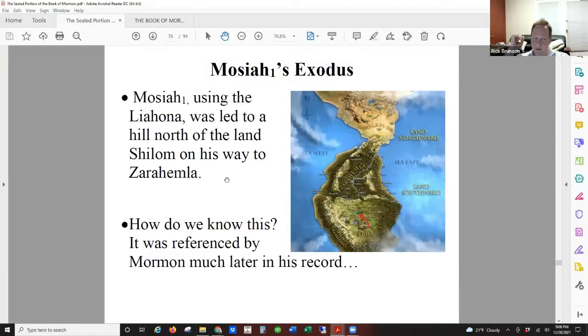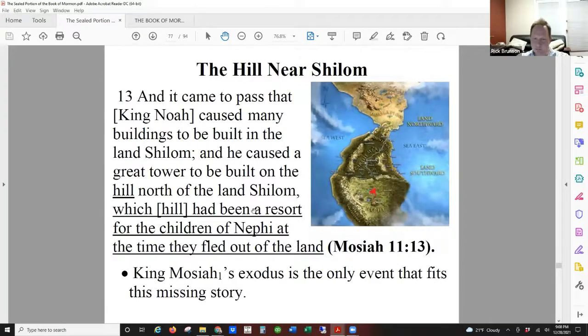How do we know this? It was referenced by Mormon much later in his record. Let me read this to you. If you remember, King Noah's father Zeniff came down from Zarahemla, and they wanted to go back to where Mosiah came from, near the temple. By the time King Noah took over, Mormon says that King Noah caused that many buildings should be built in the land of Shiloh. He caused a great tower to be built on the hill north of the land of Shiloh, which hill had been a resort for the children of Nephi at the time they fled out of the land.